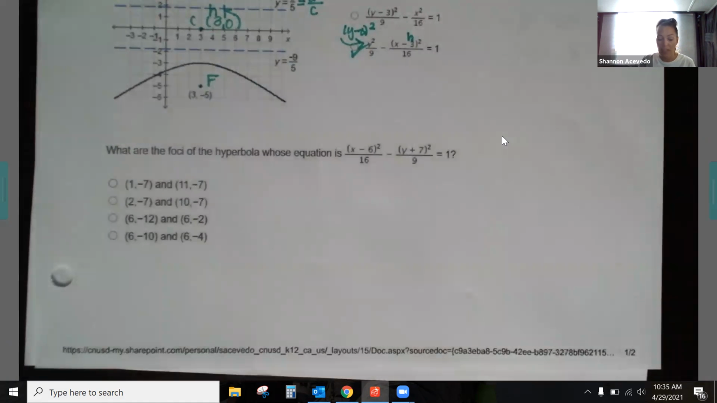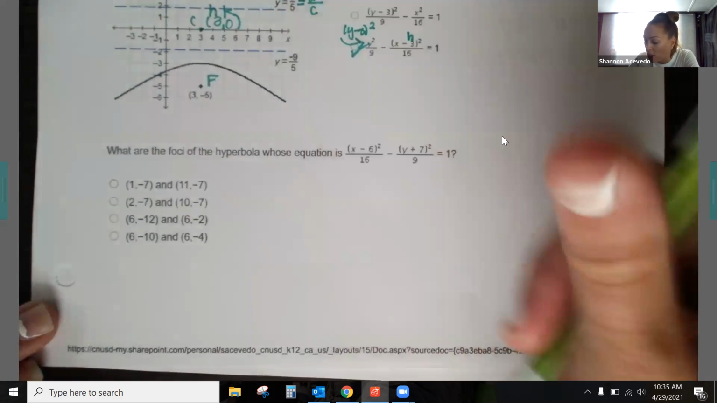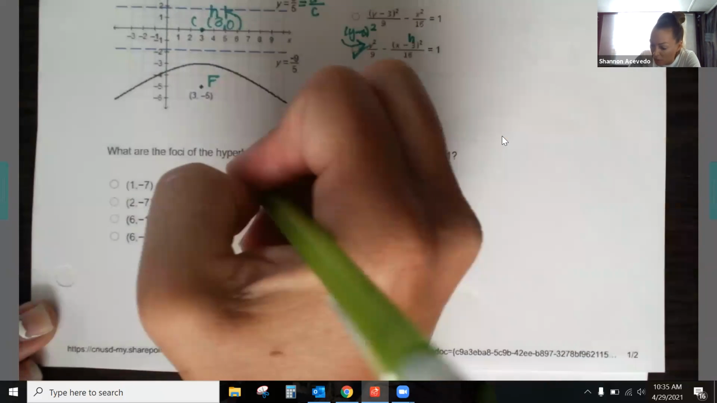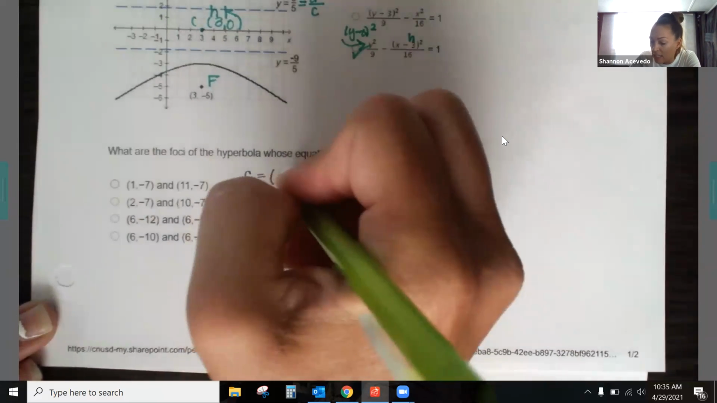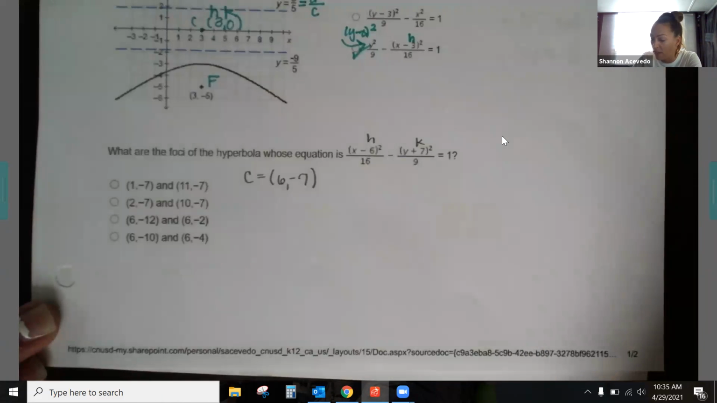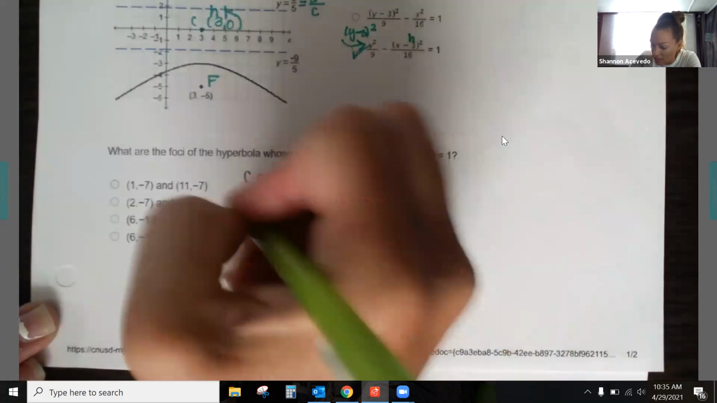So my next one is telling me to find my foci. They gave me this graph. I want to know where my foci are going to be. So I know that this is my H and my K value. So this is telling me my center is going to be at 6, -7. So I have a center at 6, -7. This value is my A squared. So I know that A is going to be 4.